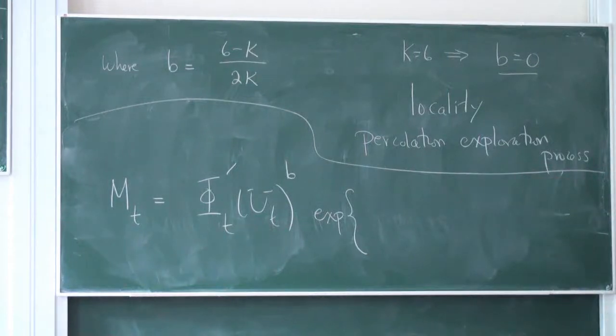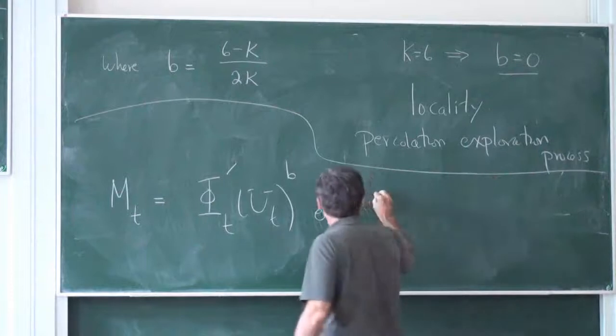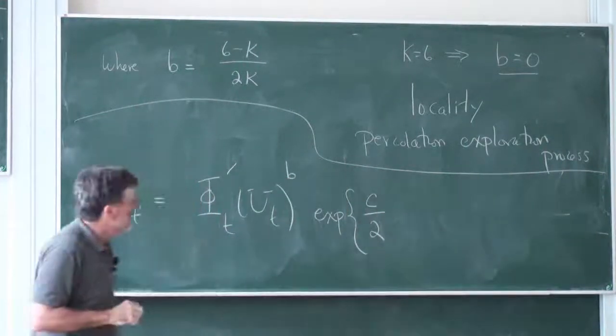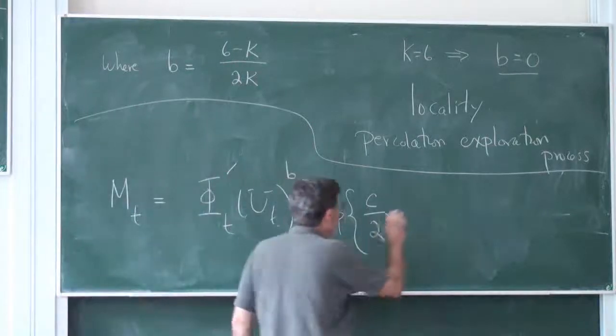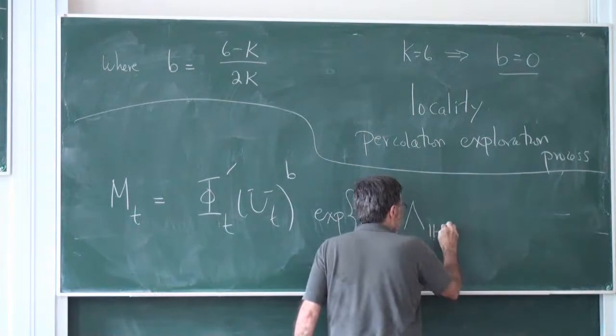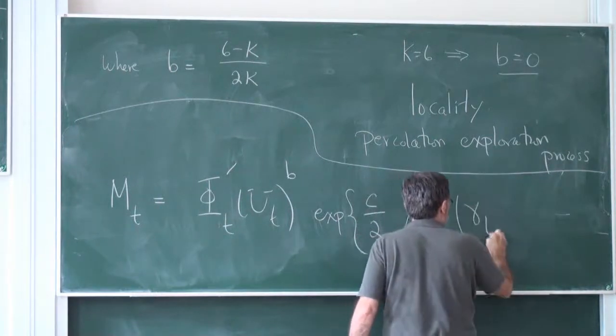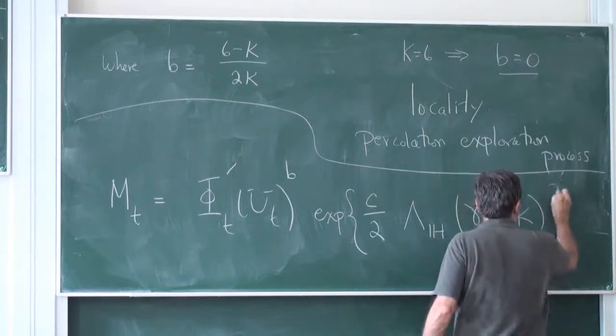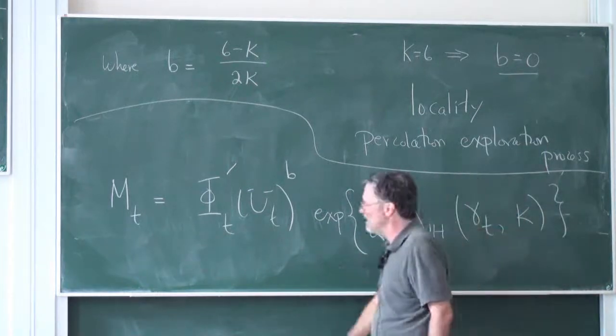e, and now we're going to have to remember some things from yesterday. E to the c over 2. Actually, I have to tell you something about today too, okay? C over 2, lambda h gamma t k. So I'll explain all these things as we go through.